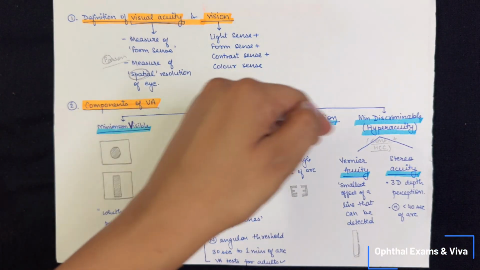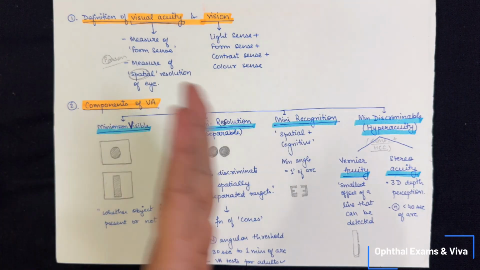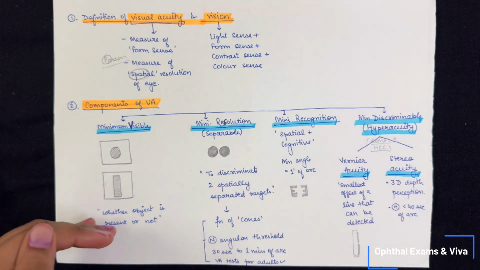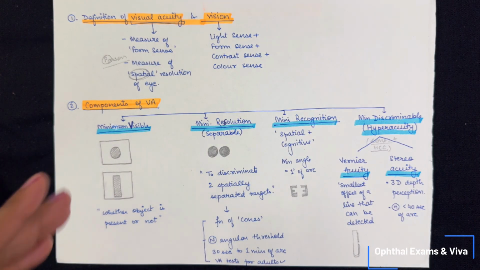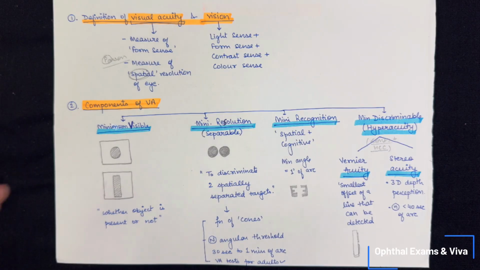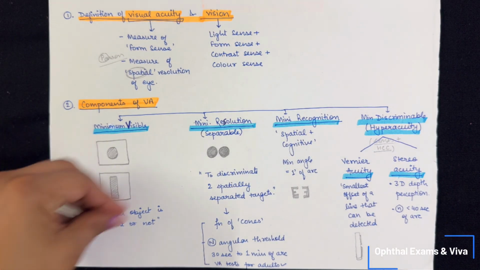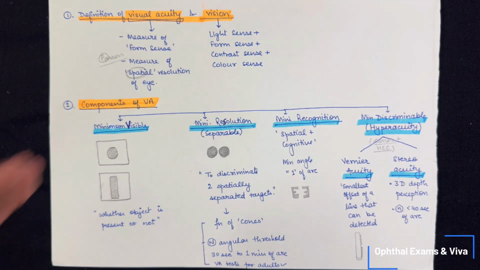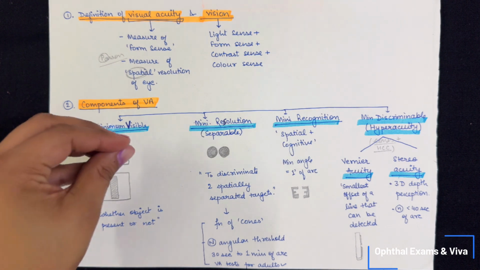Now there are certain components of visual acuity. So we divide it into 4. That is minimum visible. Now minimum visible is like whether that object is present or not in an empty space. So that is minimum. So whether a dot or a line is present or not. So that ability to determine whether that object is there or not, present or not, is minimum visible.